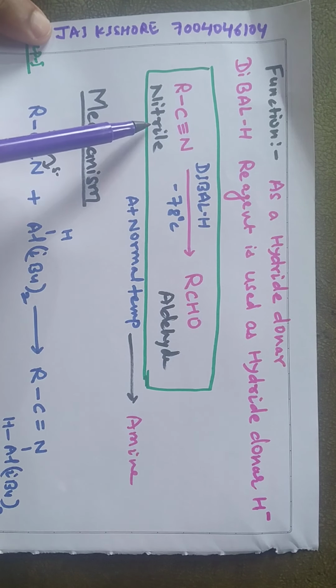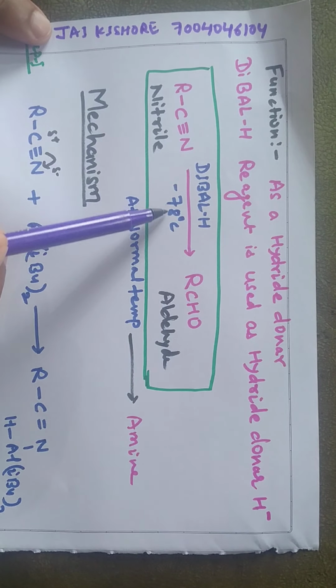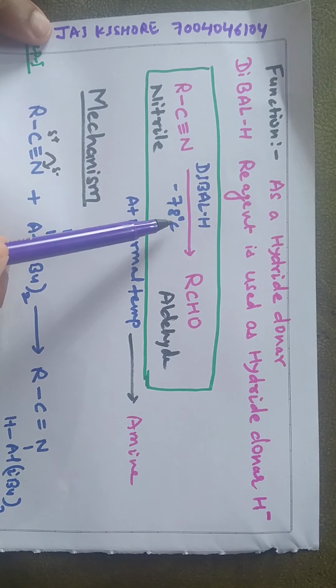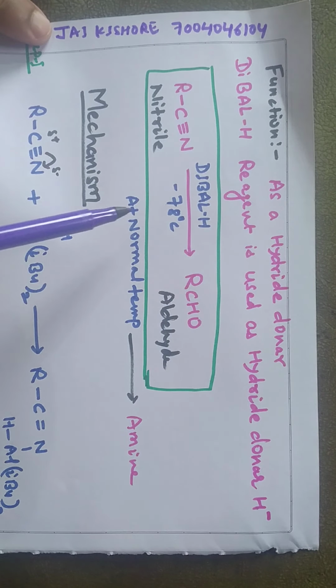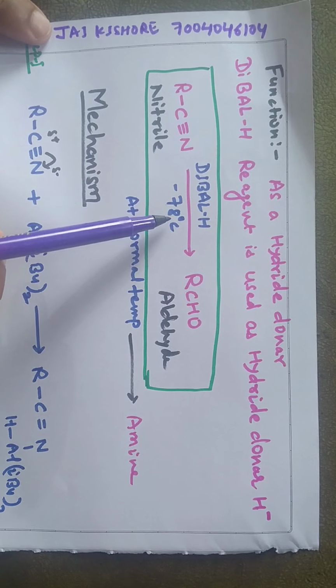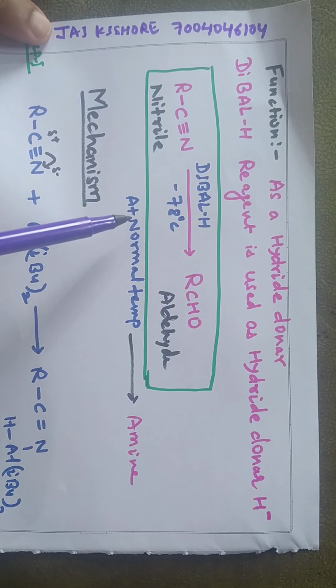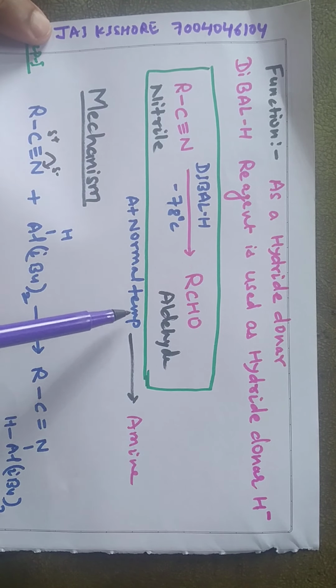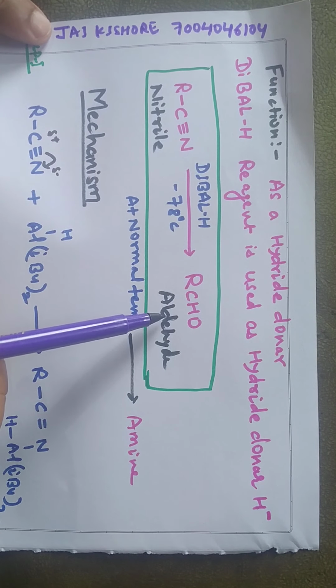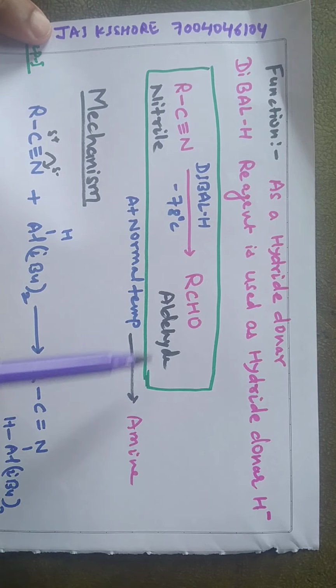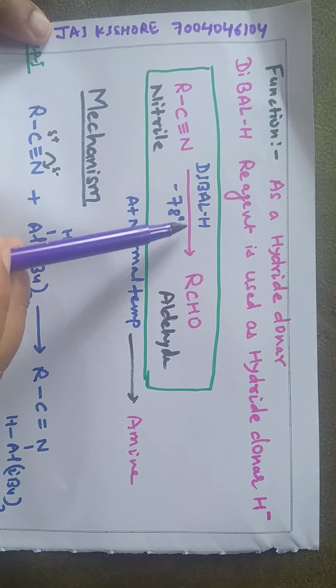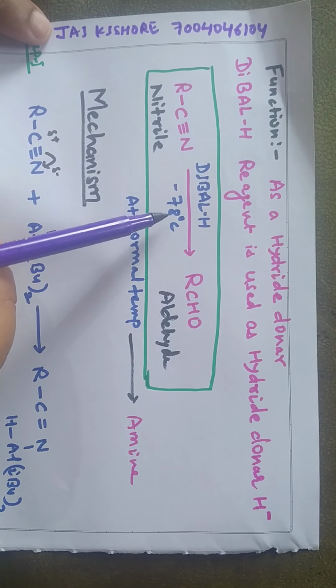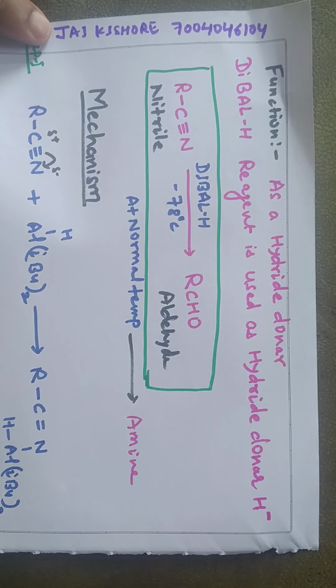Now the nitrile is converted into an aldehyde at minus 78 degrees Celsius. If the temperature is higher, that means at room temperature, an aldehyde will not form; instead an amine will form. So minus 78 degrees Celsius is an important factor here. Now see the mechanism of how an aldehyde is formed from a nitrile.